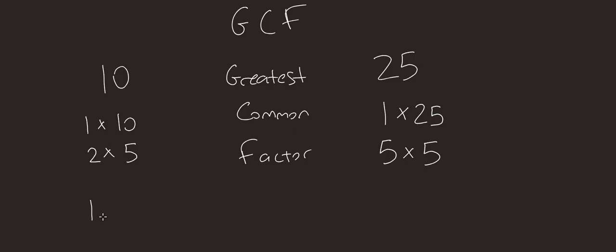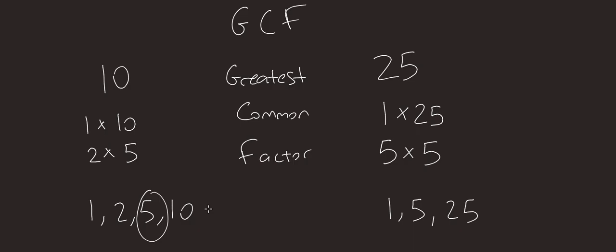So with 10, the factors are 1, 2, 5, and 10. With 25, it's 1, 5, and 25. And the GCF would be this one right here. There's a 5 in common and a 5 in common. So the greatest common factor of 10 and 25 is 5.